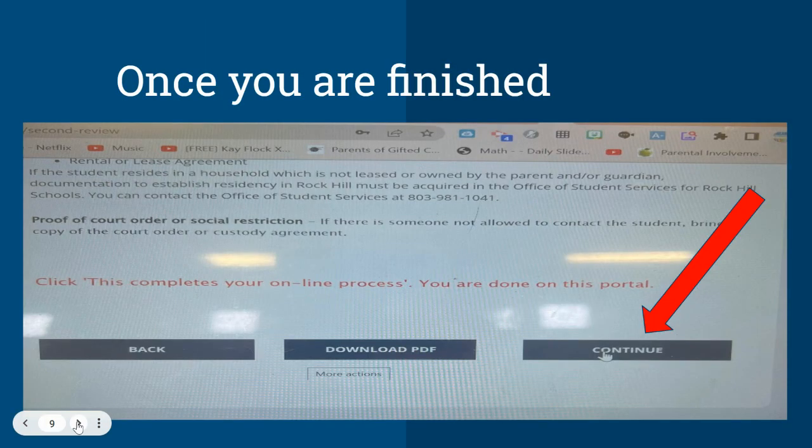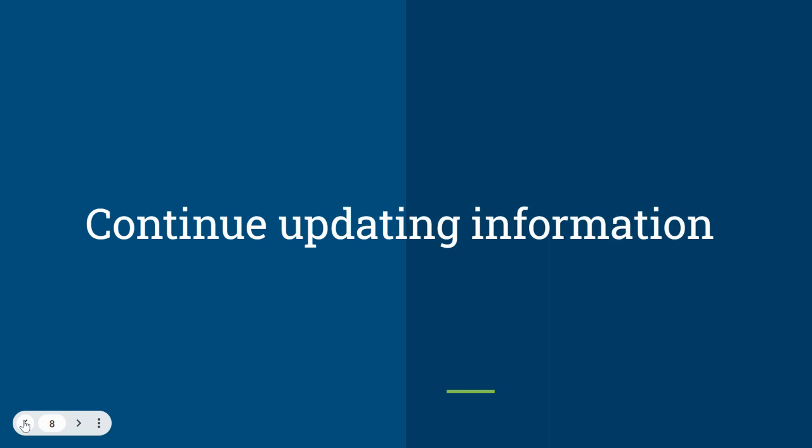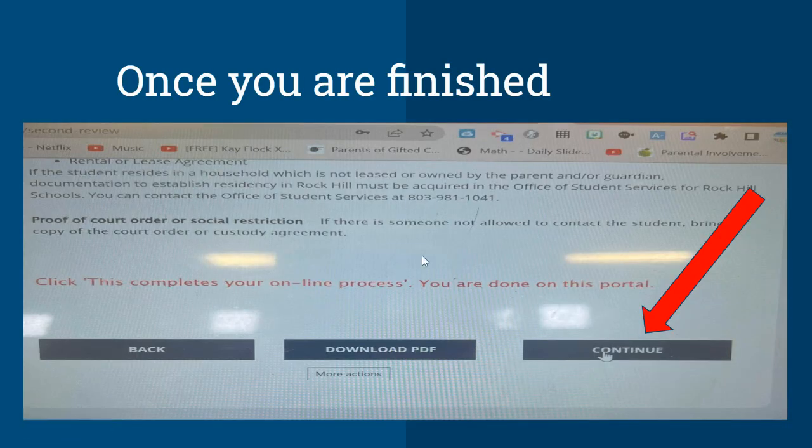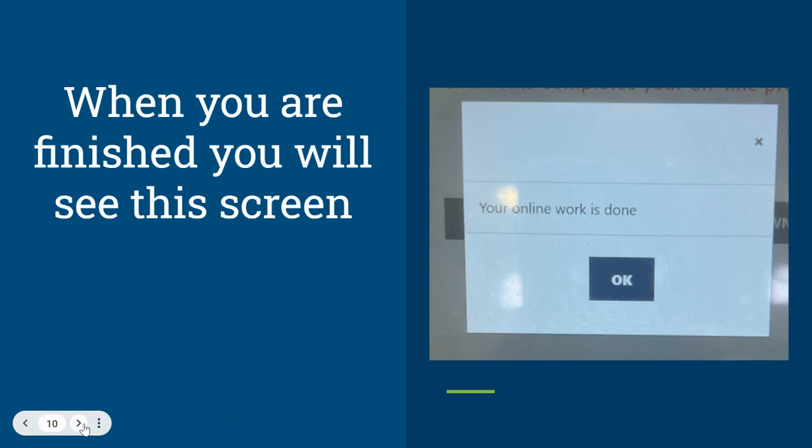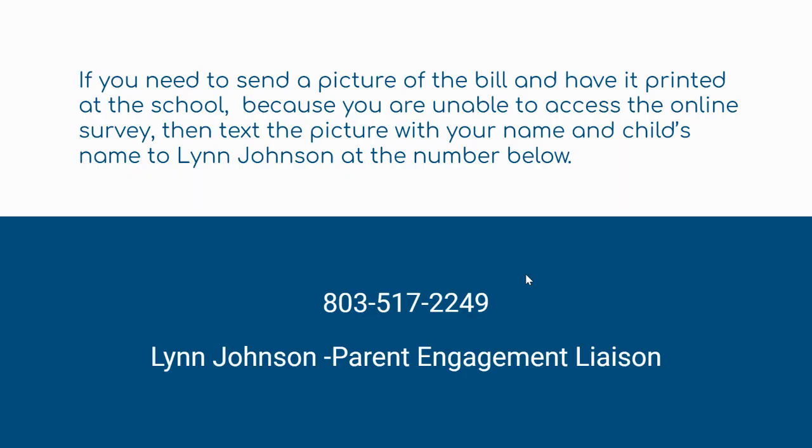Once you do that, you would continue updating your information until you get to a screen that looks like this. You are almost finished. Once you are done, it will ask you to look over everything, and then you would click continue if you have looked over everything that you've entered. Once you click continue, you are finished with the verification, and you will get a screen that looks like this. Your online work is done, and then you would simply click OK.